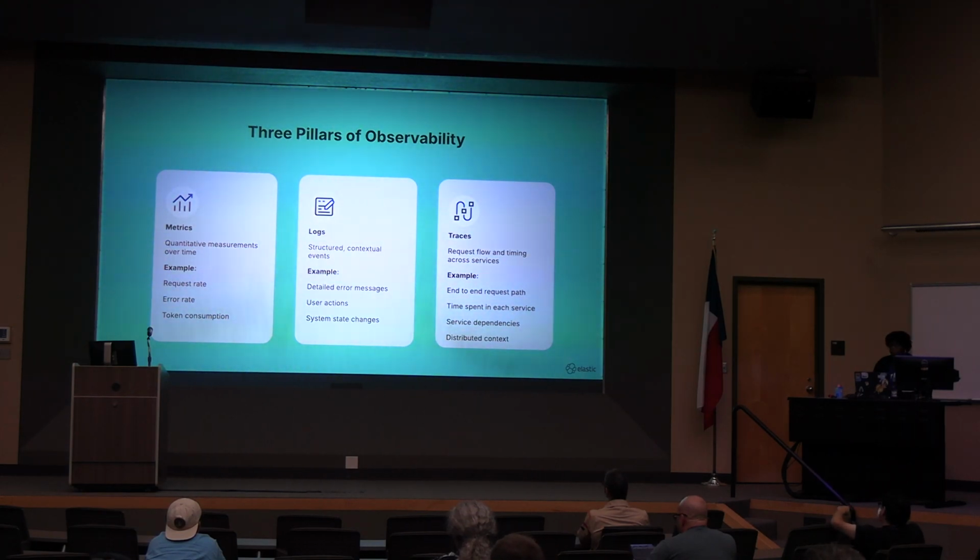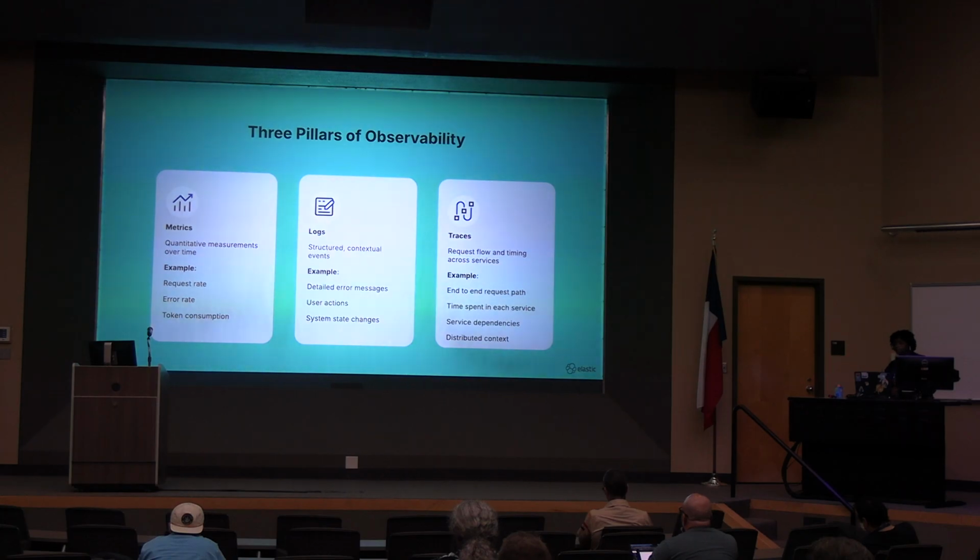And lastly, there are traces. This is the story of a request. It's the flow and timing across services, from start to finish, across them all. This is where you see where time is spent. And all three of these together give you complete visibility. Metrics show you what, the traces show you where, and the logs show you why.